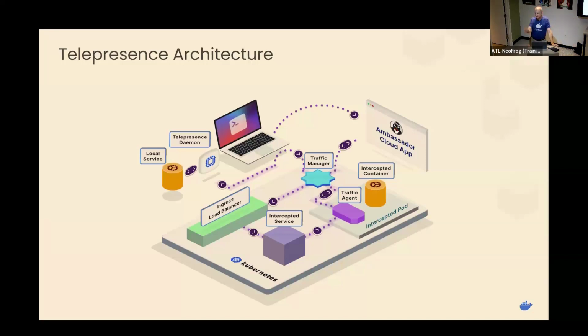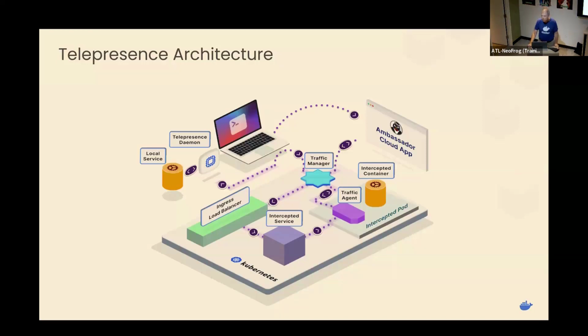Questions about any of this? Yes? I might have missed it because I missed the first few minutes. So you have to deploy this on the cluster that the application is running on? Yes. So the idea is that you've got a remote cluster that you want to connect to. You deploy it, and then you're installing the traffic manager. And then once you're actually intercepting, you're installing the sidecar.